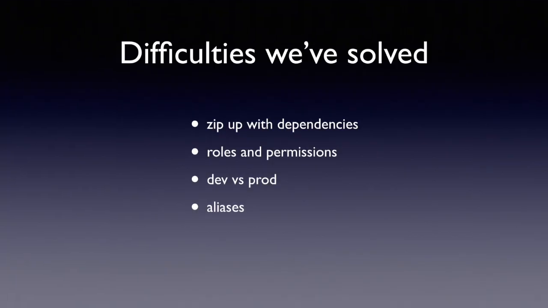Some of the difficulties that we initially ran into with Lambda that we solved with Kappa are zipping up the dependencies, setting all of the roles and permissions, and figuring out dev versus prod. By having these two environments in the Kappa YAML, it makes it really easy to deploy to one or the other. And aliases, naming functions. By being able to specify them in the Kappa YAML, we avoid a lot of problems that way. And we don't have to worry about service discovery.